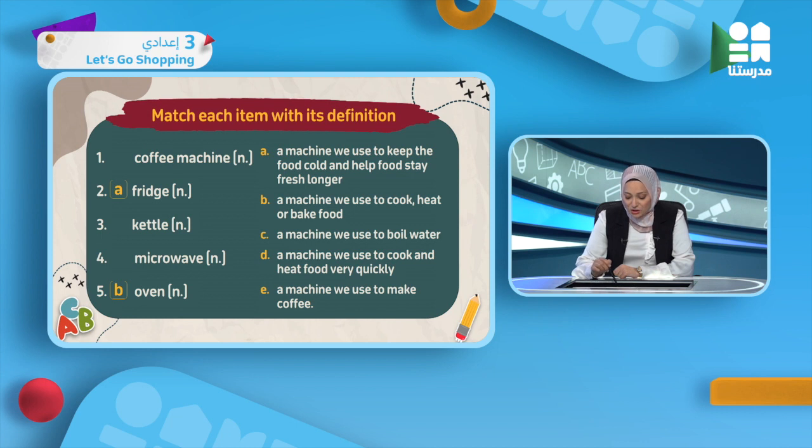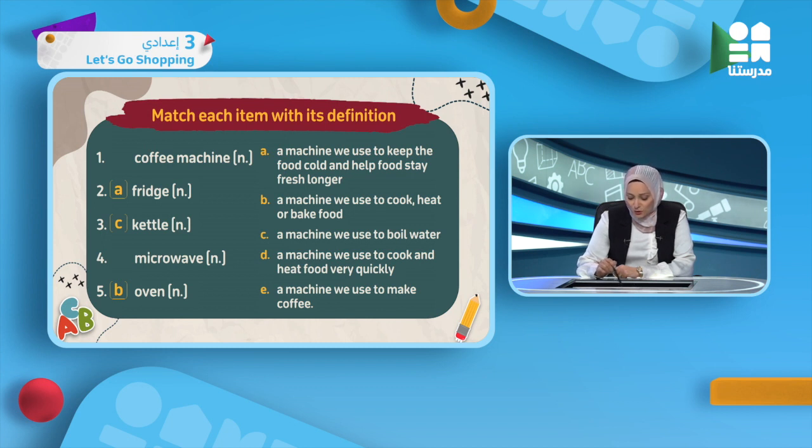C. A machine we use to boil water. What is the meaning of boil? Boil means إن أنا أغلي مية. What is the machine that we use in order to boil water? The answer is kettle.